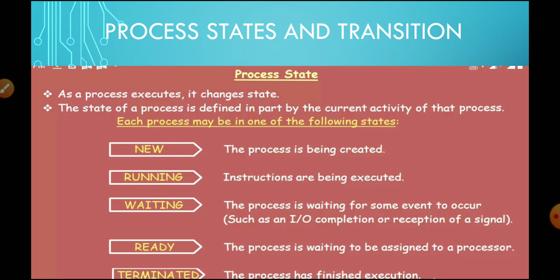First of all, we have new. If a process is in the new state, it means the process is being created. When a program is going to be in execution, the process is being created for performing a particular task, and at that moment we say that the process is in a new state.